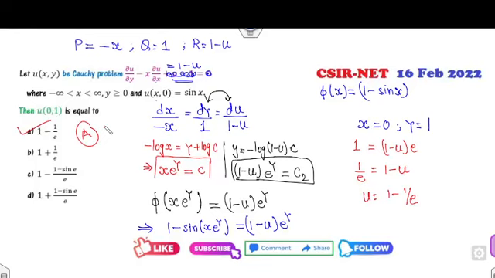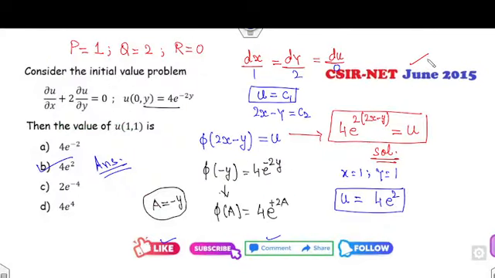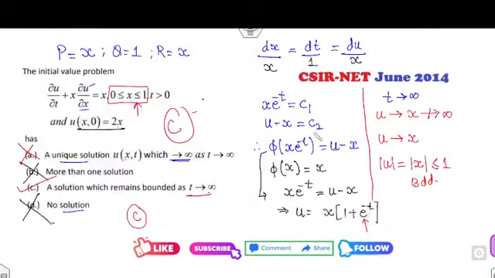And if you note, whether the paper year is 2022, whether it's 2020, whether it's June 18, whether it's June 25, I have used the same approach.